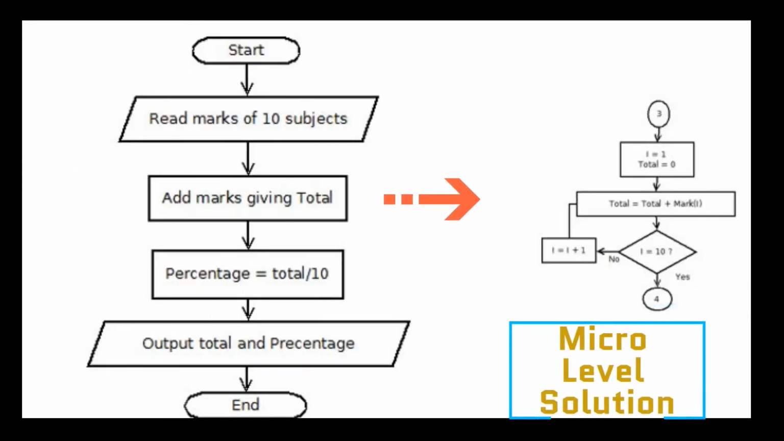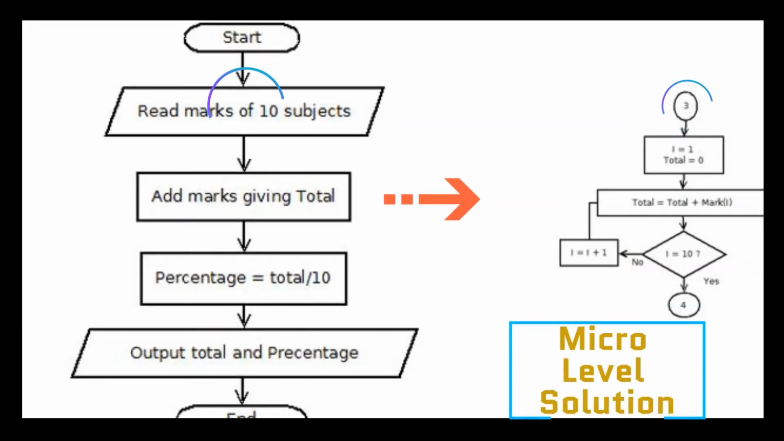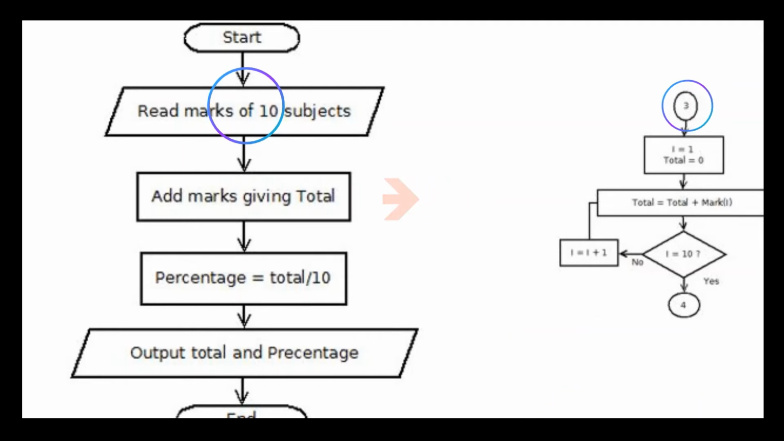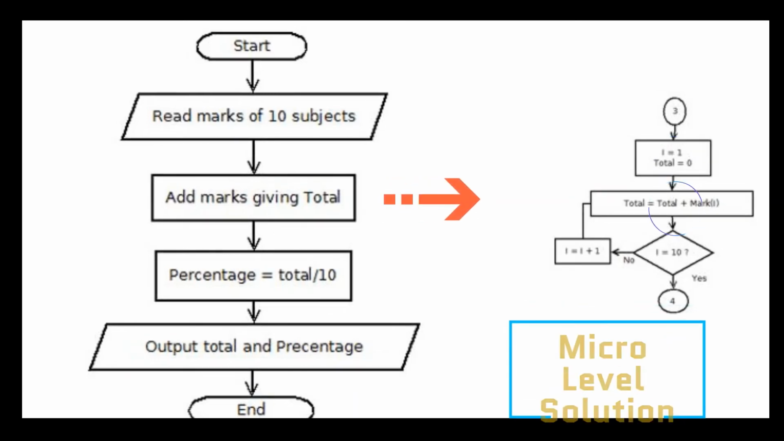Let's look at the add marks giving total micro level solution now. The input of this process should be the output generated from read marks of 10 subjects. Here you have to imagine that I equals to 1 and total is equals to 0. Then the total will be equals to total plus mark 1.